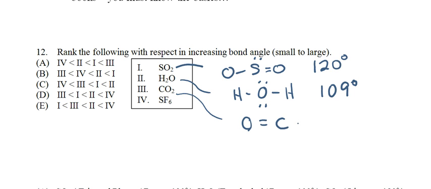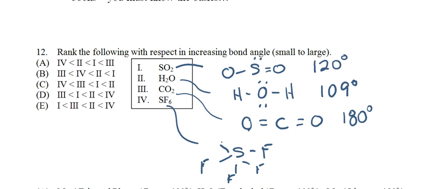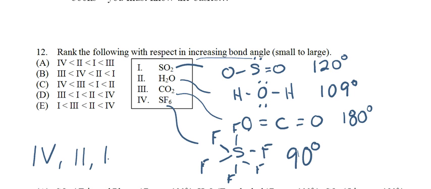Carbon dioxide will have double bonded oxygens, no lone pairs, so this is a linear shape with 180 degrees. And SF6 will have 6 fluorines all the way around, and this is an octahedral shape at 90. Alright, so increasing bond angle, small to large, so it's going to be 4, 2, 1, 3, which is A.